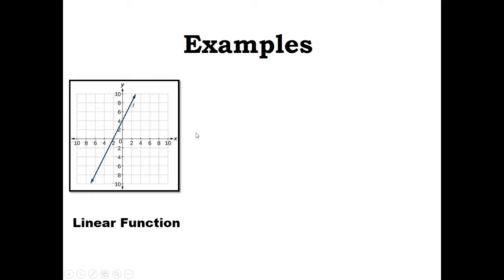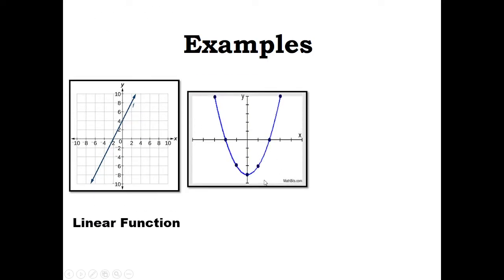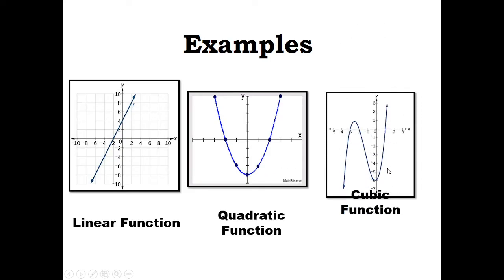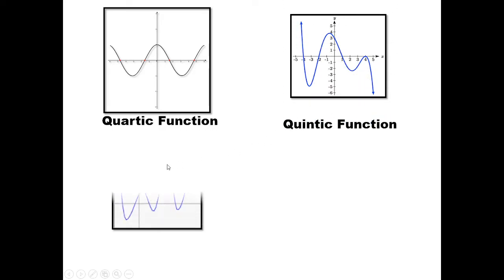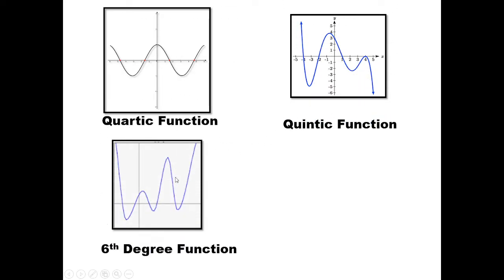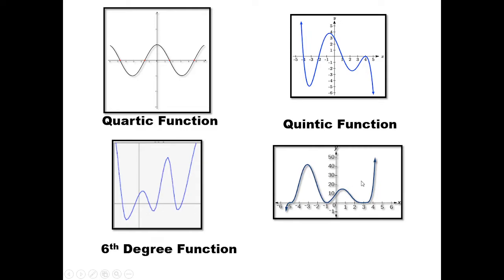This one is a linear function. This one is a quadratic function. This is a cubic function, a quartic function, a cubic function, and then a 6th-degree function, and a 7th-degree function. So, the name of the polynomial function depends upon its degree.